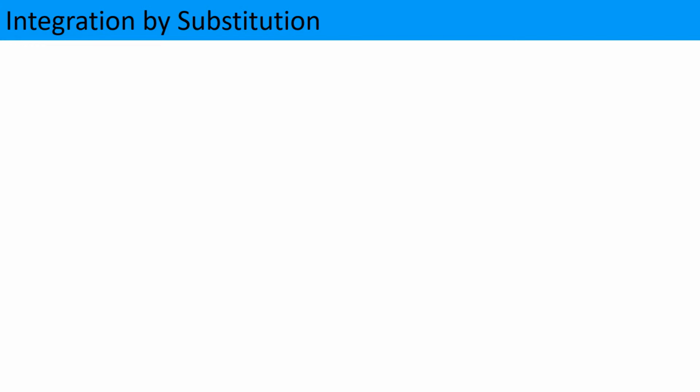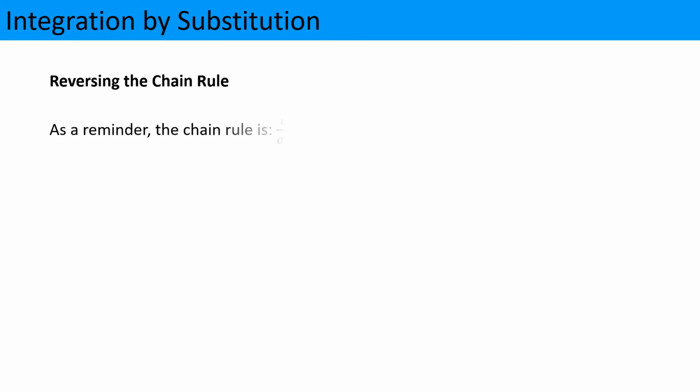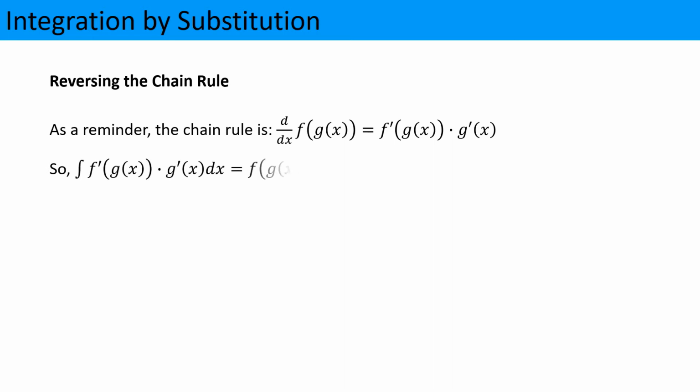But how do you do this? How do you reverse this chain rule? As a reminder, the chain rule is d/dx of f of g of x equals the derivative of the outside function, f prime of g of x, times the derivative of the inside function, g prime of x. So the integral of f prime of g of x times g prime of x dx is equal to f of g of x plus c. Notice, and pay real close attention, where the integral symbol went and where the d/dx notation went.